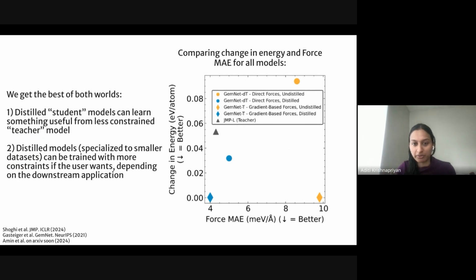Maybe if you want to deal with a very small data set, and the downstream application you want to specialize to, maybe you'd prefer to do something like train with energy gradients rather than training with direct forces, as an example. And this is a plot of the force MAE over the change in energy. So the gradient-based force models, again, this is on very small data sets, so I think that's why it shows up more here. They conserve energy perfectly, but when you do the distillation, you get a lot better force error versus if you didn't do that at all.